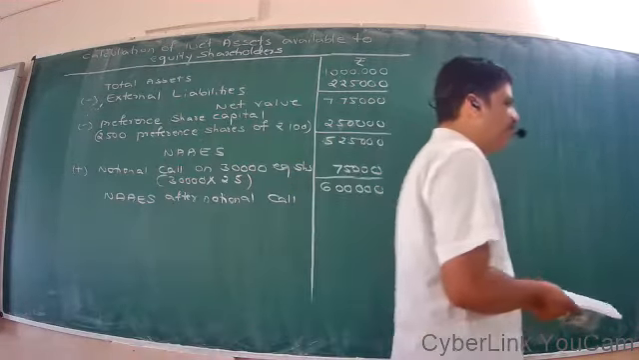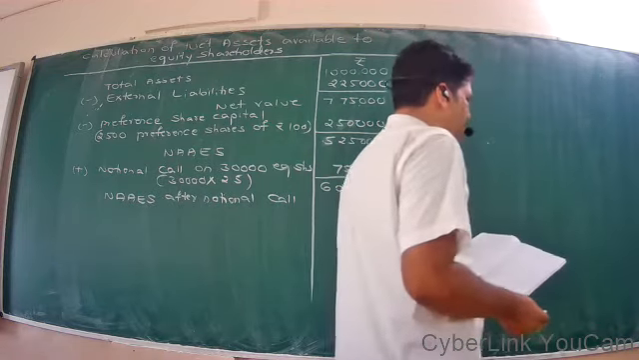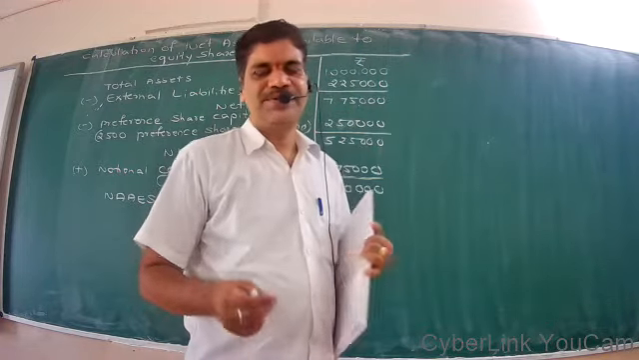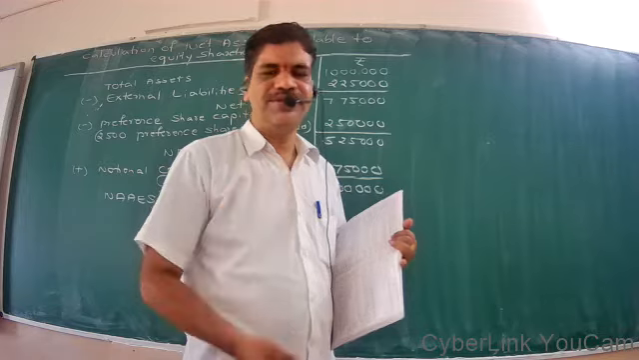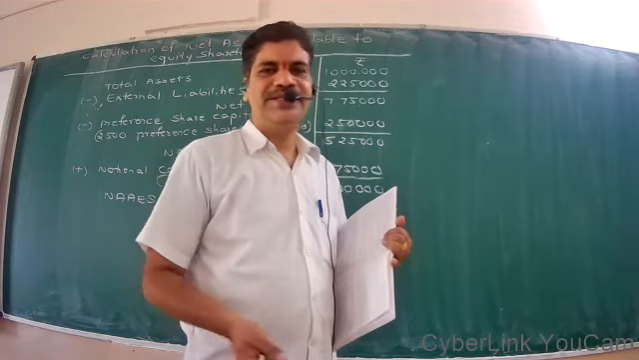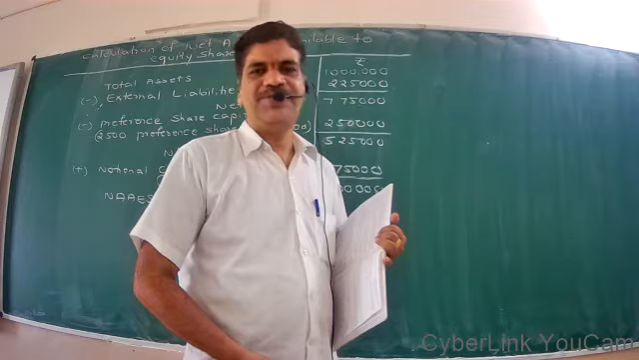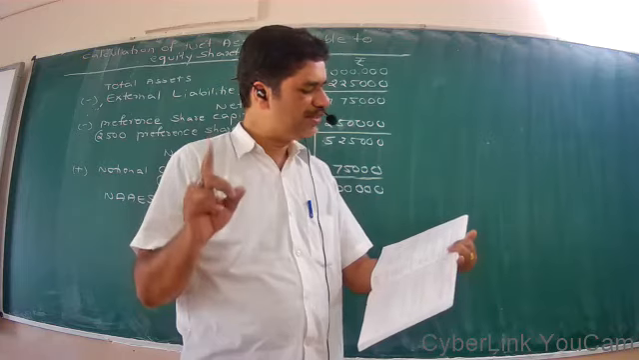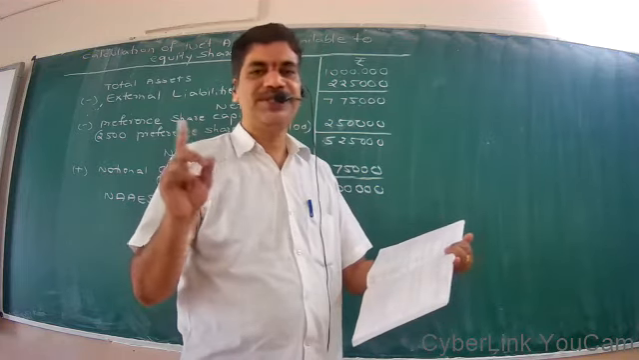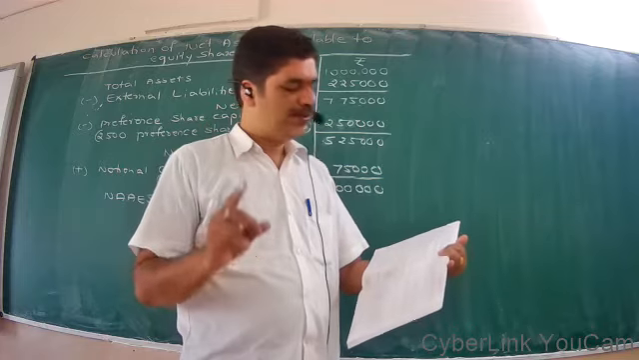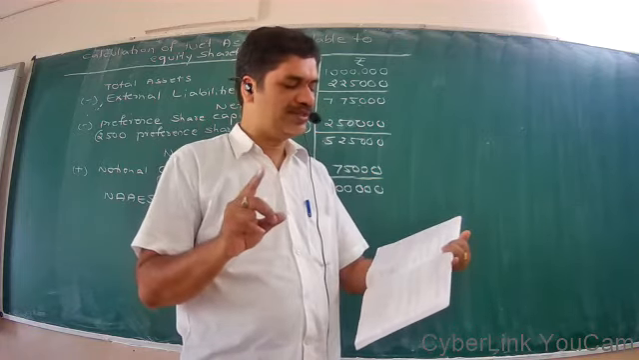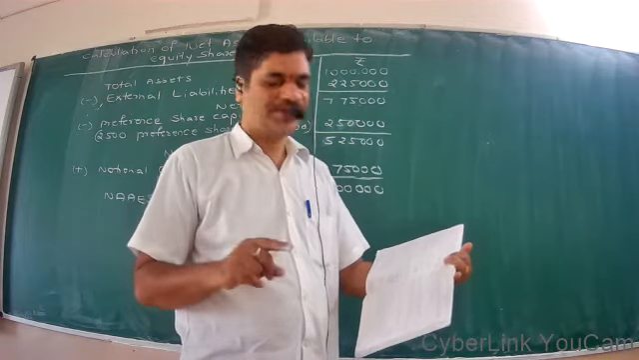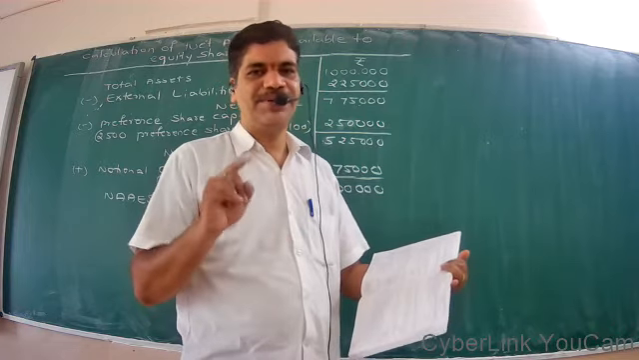Now coming to the net assets method, we will study two different cases: when it is the case of fully paid equity shares, and when it is the case of partly paid equity shares, because here two classes of equity shares are given. One is 20,000 equity shares of rupees 10 each, fully paid. The second is 30,000 equity shares of rupees 10 each, which are partly paid.